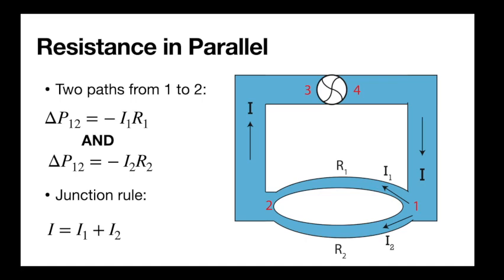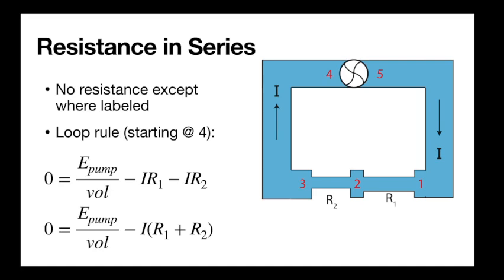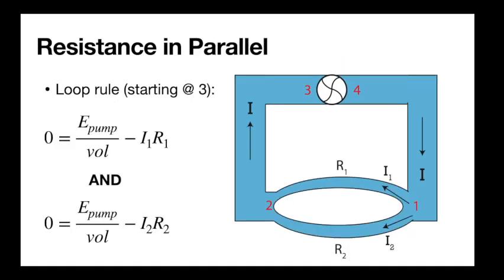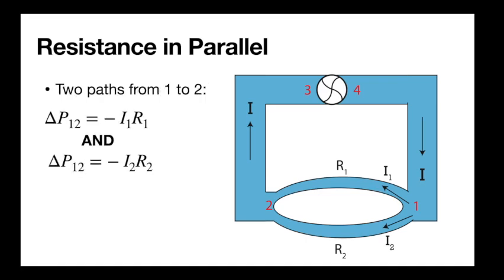So now we have a few equations. We have our junction rule, which tells us the conservation or continuity. And then we also have that the change in pressure across these two pieces is equal. I'm sorry, I'm going a little out of order here. Those are both valid loop rules. We can go back to the delta P. So this is just saying between 1 and 2, my delta P is minus IR1 for P1,2, or minus IR2 for P1,2.